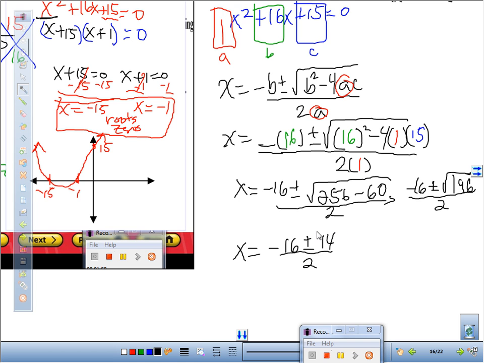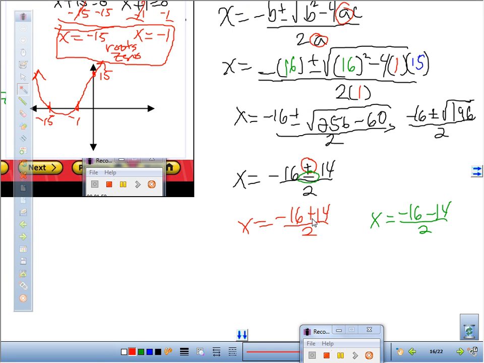Do we have a radical left here? No, so we write two equations. One for my positive: x equals negative 16 plus 14 over 2. And one for my negative: x equals negative 16 minus 14 over 2. So let's see. Negative 16 plus 14, that's what? Negative 2 over 2. So what is my first root? Negative 1. Did we get the same thing as the other one? Yay!